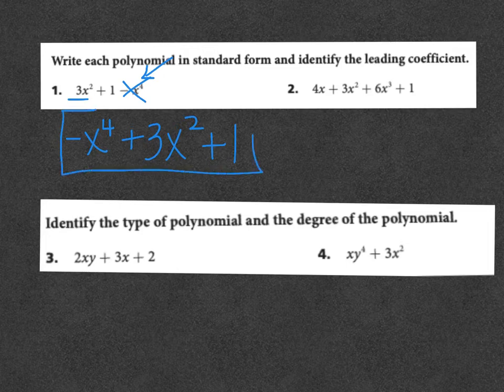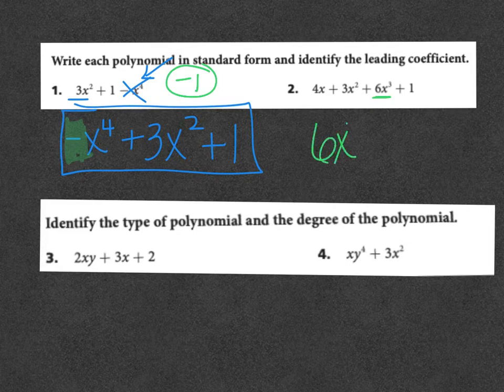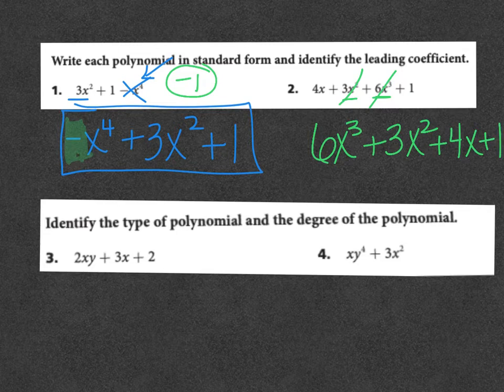That is standard form, and then for the leading coefficient you need to look at the number part in the first term. Well, there's not a number there, but that really is a -1. So my leading coefficient there is -1. Okay, let's look at number 2. The highest degree or power is 6x to the 3rd because of that third power. Then the squared, so plus 3x squared. Then plus 4x, and then finally plus 1. The leading coefficient would be the number in the first term, which is the 6. That's the leading coefficient.